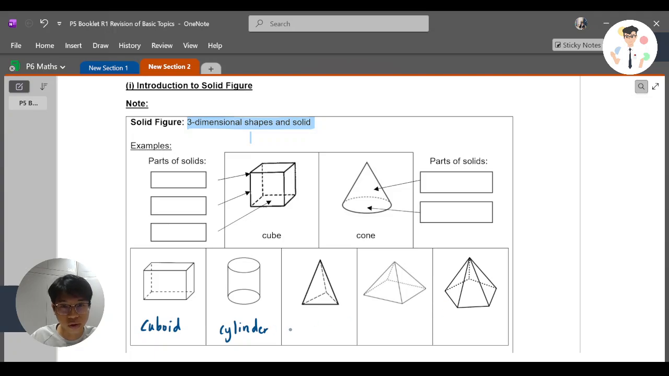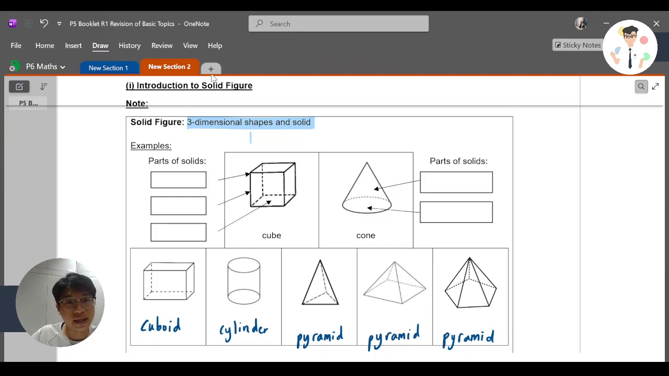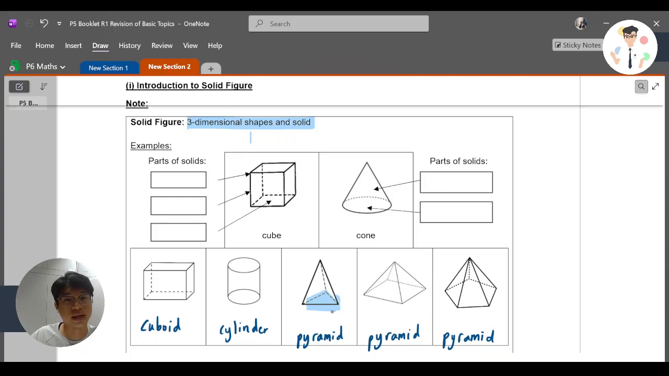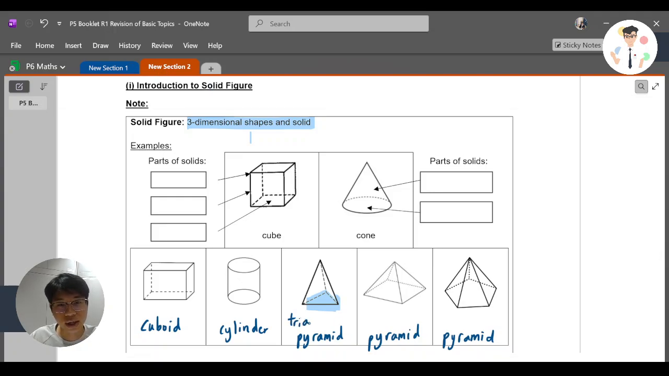I believe most of you know, these are all pyramids. Okay? But of course, if you want to be more specific, it has a better name. As you can see here, the base here is a triangle. Okay? That's why we'll call this a triangular pyramid. Not triangle pyramid, triangular pyramid.